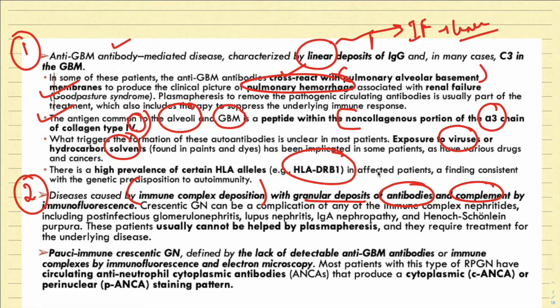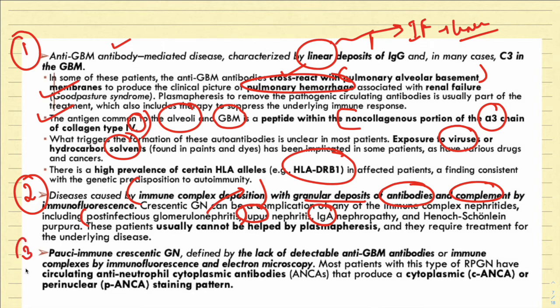Now it might be a complication of any type of immune complex nephritis. For example, right now we read about the post-infectious glomerulonephritis. In some individuals, this might become severe and it might give rise to the crescentic variety. Lupus nephritis, which is the most common endogenous antigen causing this nephritic syndrome, might also become severe and cause RPGN. IgA nephropathy can also cause it, Henoch-Schönlein purpura can also lead to it. So different kinds of glomerulopathies in their severe form might give rise to your RPGN, and those types basically come under type 2 RPGN.